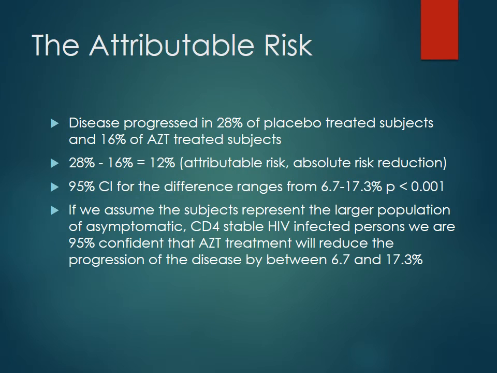So, looking at this, we can look at what we consider to be actual attributable risk. And so this would be an absolute risk reduction. So if you ever see absolute risk reduction, this is just going to be the risk in one group subtracted by the risk in your control group or your experimental group. So in this case, the absolute risk reduction was 12%, and that's easy to calculate because it's 28 minus 16%, right? It's pretty easy. And then looking at that, we see that the 95% confidence interval for the difference ranges between 6.7 and 17.3%.